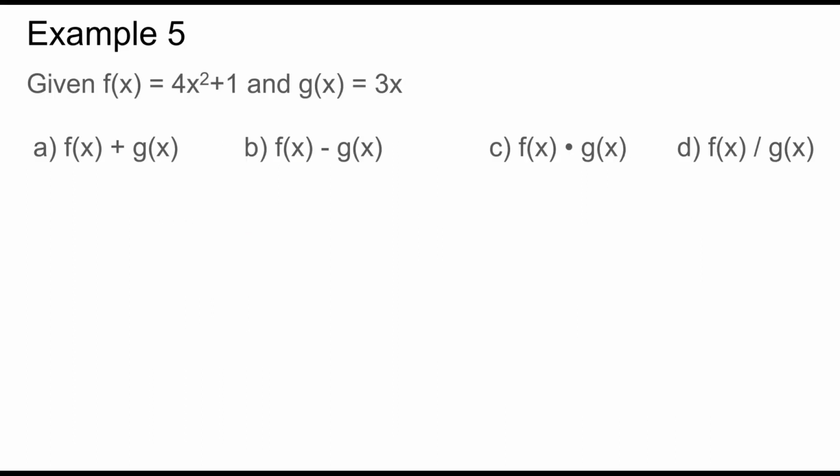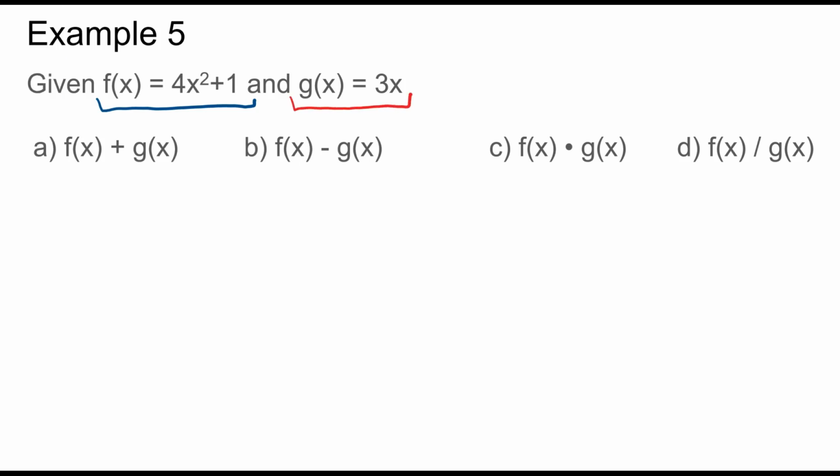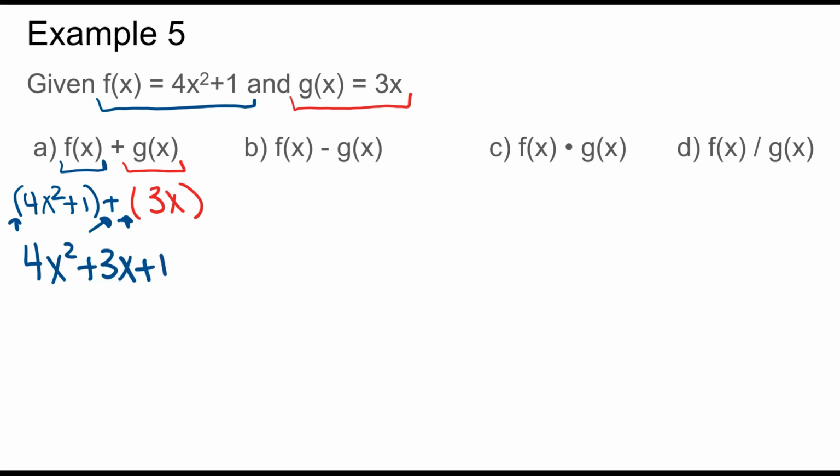Let's take a look at an example here. We're given the function f of x equals 4x squared plus 1, and g of x is equal to 3x. So this says f of x plus g of x. We're going to use parentheses and replace it in. So that's f of x plus g of x. Now, if there were any numbers outside to multiply, or if that was negative, we would distribute, but it's just adding, so we can combine like terms. And we actually don't have any like terms, so we can just put it into standard form, and that's the answer.